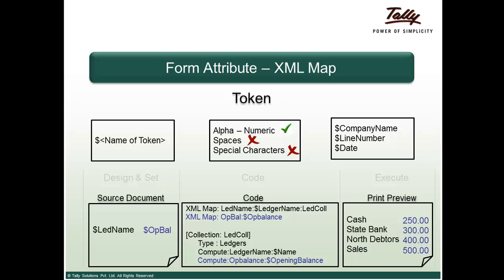This is because when the line is repeated based on the objects of the collection, the lines in the productivity suite are in context with the objects of the collection. Any token specified in these lines will get evaluated in the context of the object it is associated with. Thus, the OBBAL token gets evaluated in the context of the objects from the collection LedCol, giving the shown output.